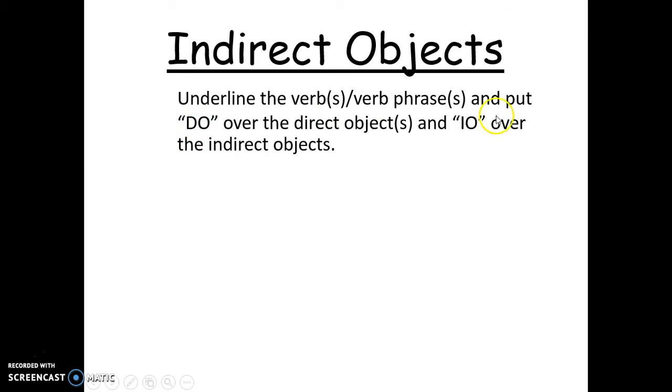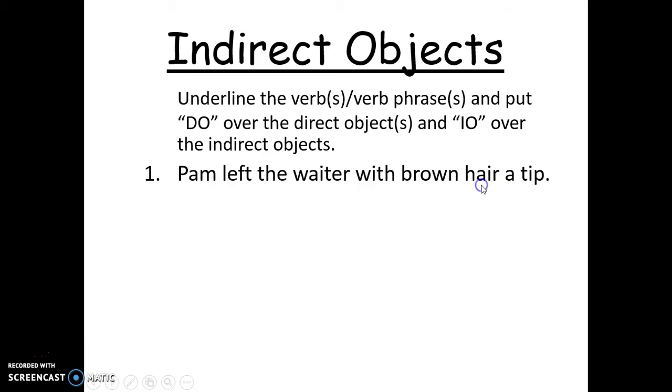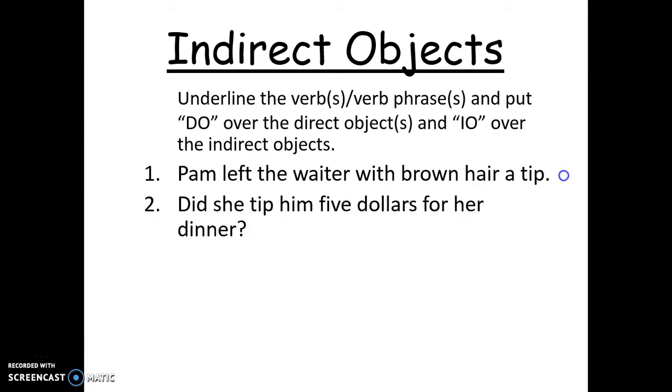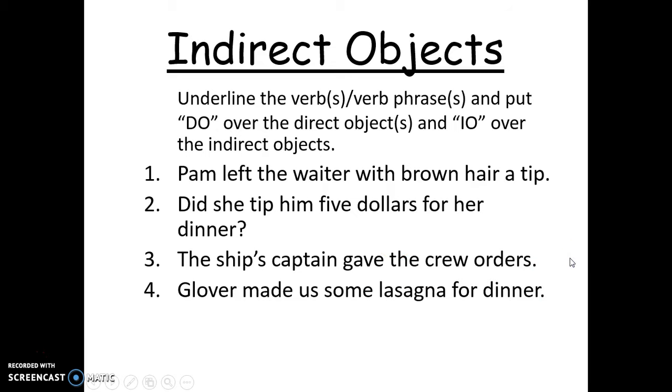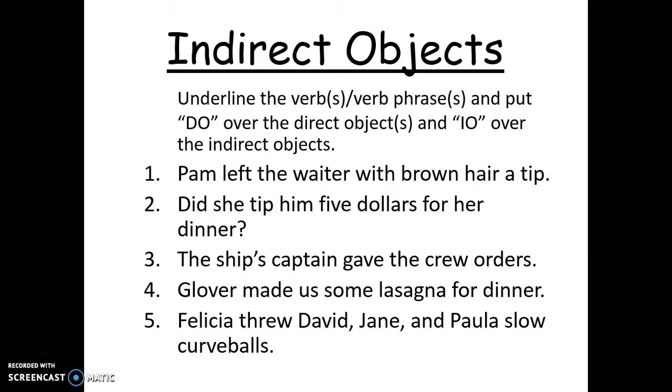You're going to put DO over the direct object and I over the indirect object, or you can put IDO because I sometimes forget and put IDO. Pam left the waiter with brown hair a tip. Did she tip him $5 for her dinner? Now don't forget to switch this one into a statement. She did tip him $5 for her dinner. The ship's captain gave the crew orders. That should look really familiar. Glover made us some lasagna for dinner. And Felicia threw David, Jane, and Paula slow curveballs.